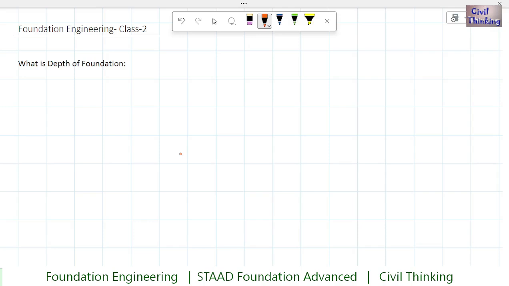Now coming to today's class. In this class we are going to basically talk about the foundation design. How do we design? What are the different methods of design? What are the different types of foundations? Okay, so let us begin.